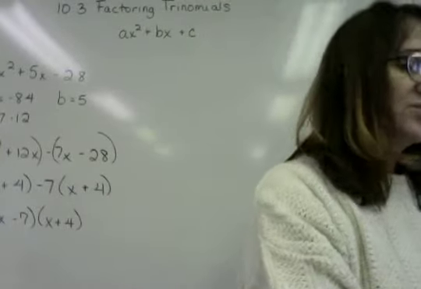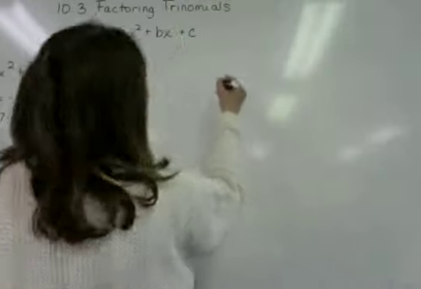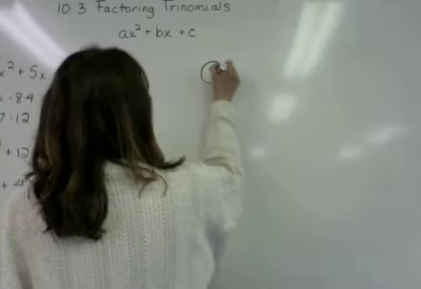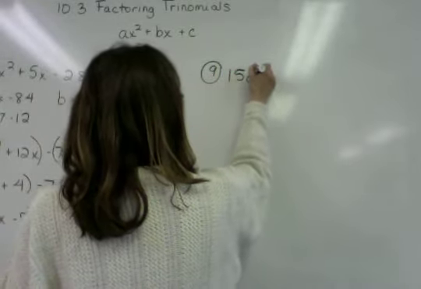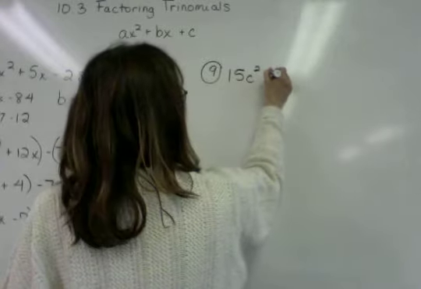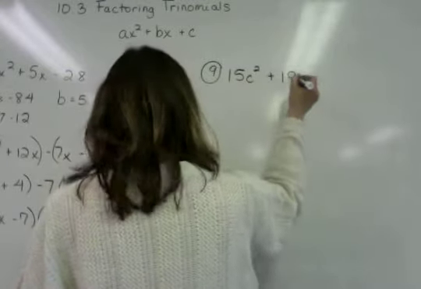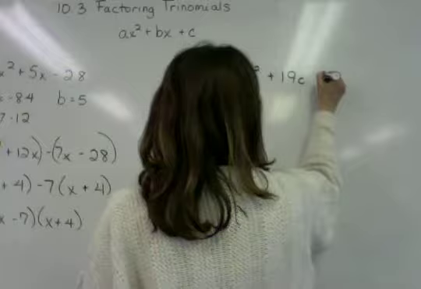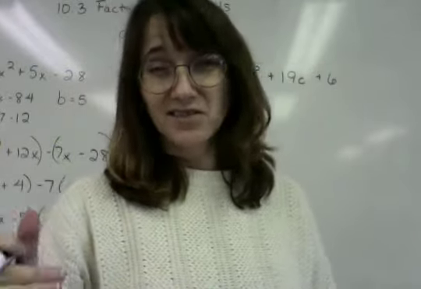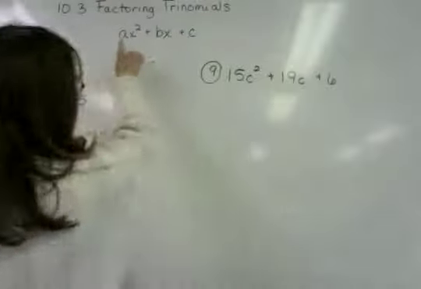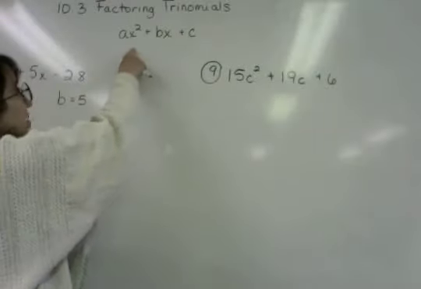The next one I chose is going to be 9. So number 9 is going to be 15c squared plus 19c. Remember, I think they're throwing you off here because they're using c's instead of x's. Don't worry about it. It's still the same pattern is what we're looking at.